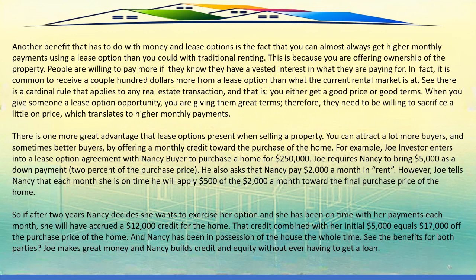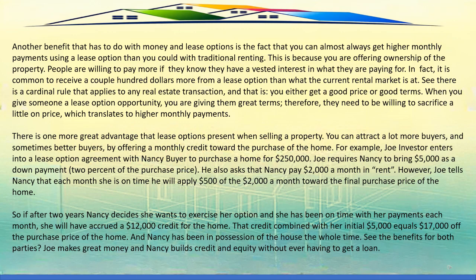There is one more great advantage that lease options present when selling a property. You can attract a lot more buyers, and sometimes better buyers, by offering a monthly credit toward the purchase of the home. For example, Joe investor enters into a lease option agreement with Nancy buyer to purchase a home for $250,000. Joe requires Nancy to bring $5,000 as a down payment, 2% of the purchase price. He also asks that Nancy pay $2,000 a month in rent. However, Joe tells Nancy that each month she is on time, he will apply $500 of the $2,000 a month toward the final purchase price of the home.